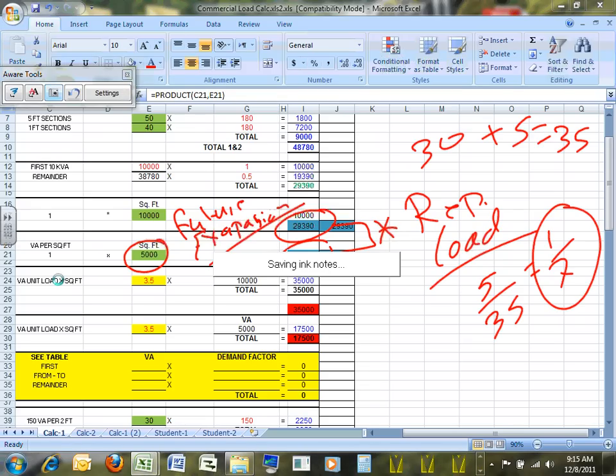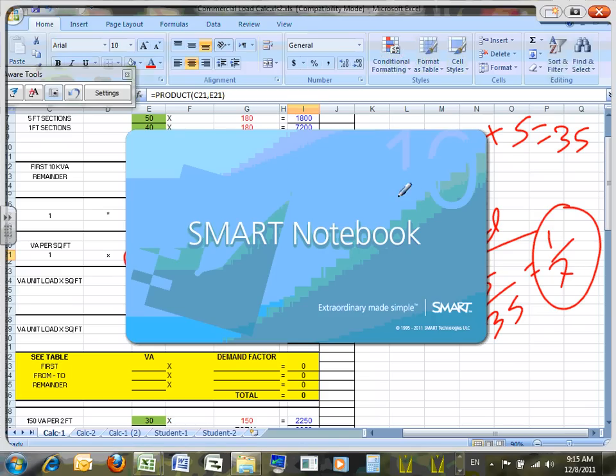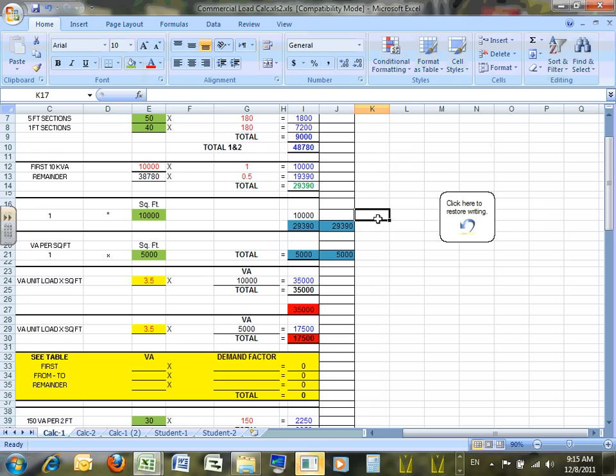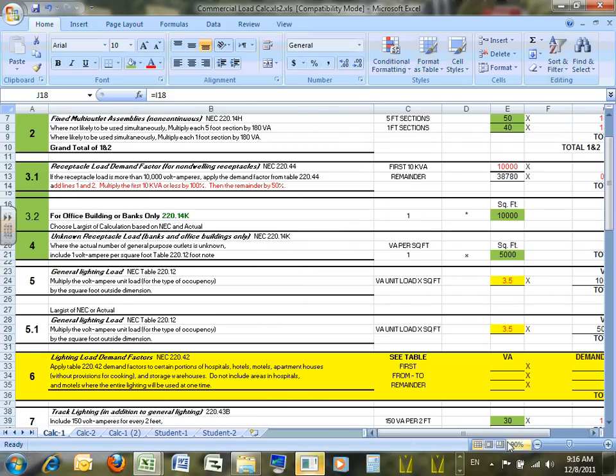Okay, any question, guys, about the receptacles? Later on, Ashley, we're going to come back and size the receptacle panel based on that one. Any questions so far? Any question about the receptacle load?